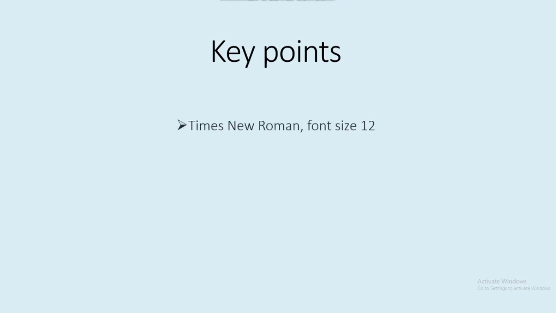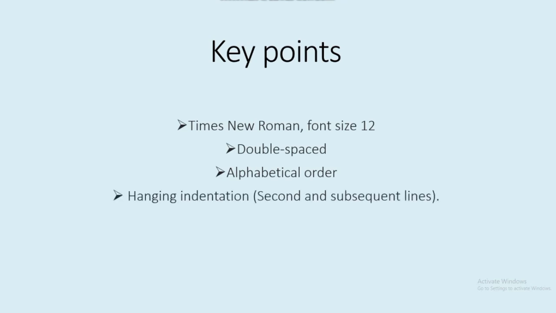The key points of APA referencing, which set it apart from other references, are that the font is Times New Roman, the font size is 12. All the paragraphs as well as the references at the end of your paper are double spaced. The references at the end of your paper, on a separate page, are in alphabetical order, and there is hanging indentation in the second and subsequent lines in the references.